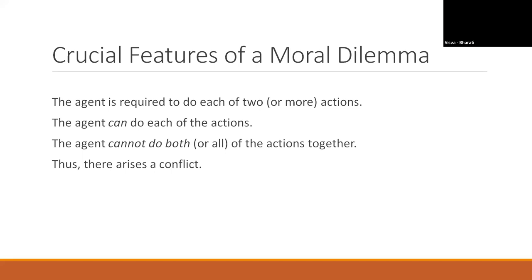If I save the other person, then the first person will die. So both the tasks have to be performed at the same time. Right? So what are the features of, I'll just repeat, the features of a moral dilemma. First is, more than one option is available to me, and I feel that I am required to perform both morally. Second is, I can do both. I'm capable of doing both. Third, I cannot do both at the same time. Right?